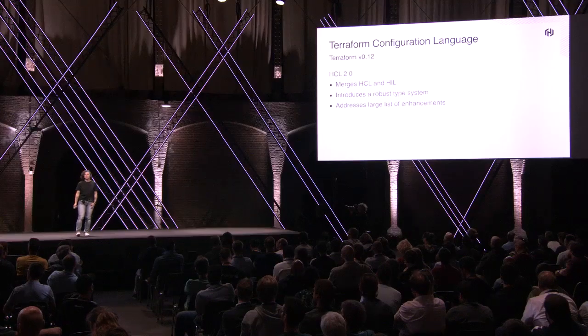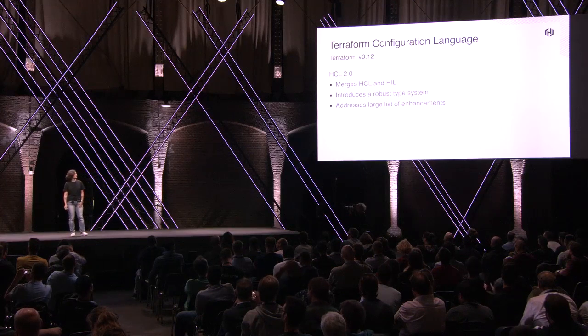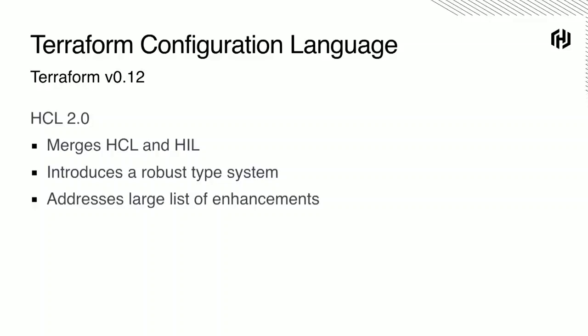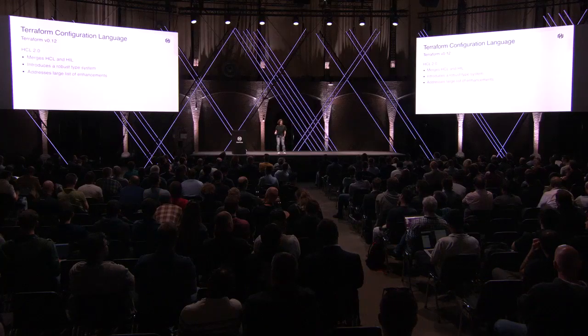Terraform 0.12 introduces HCL2. This library merges HCL and HIL into a single library. It introduces a robust type system, and it enabled us core developers to really address this huge list of enhancement requests and a handful of bugs. So we're going to take a look at some of these changes.